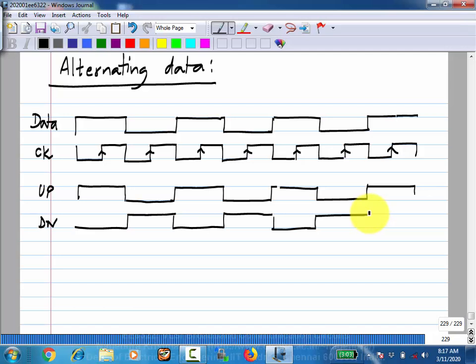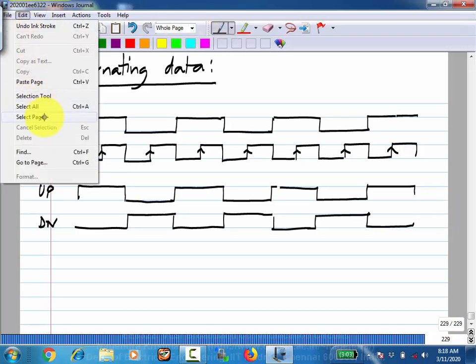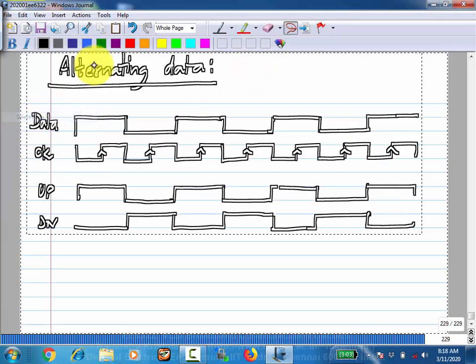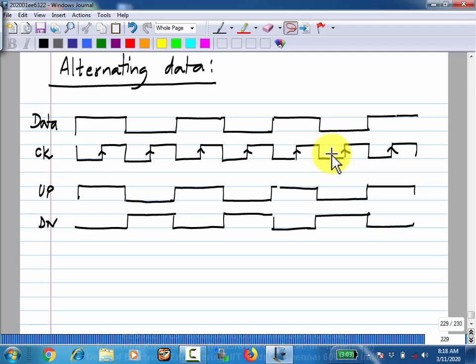But let's see if this is possible. So this means that basically if I plot the phase of the clock, what will that look like? For these up and down signals, the phase of the clock will behave in some way. What will that look like?